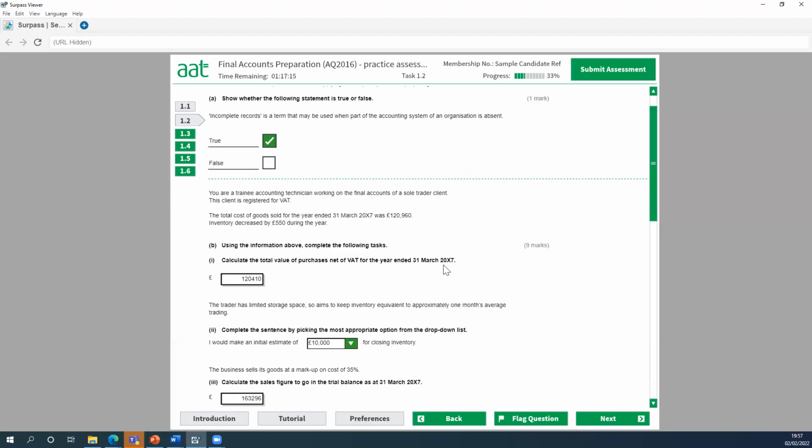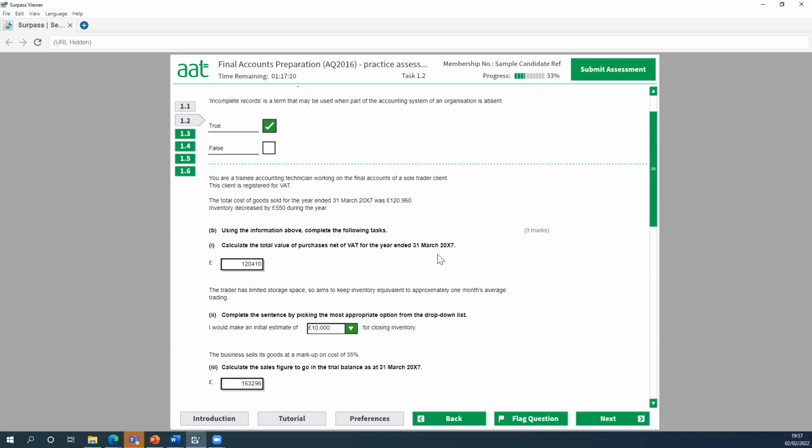The next one says, I remember doing this one when I was teaching it a few years ago. We said the trade has limited storage space, so aims to keep inventory equivalent to approximately 1 month's average. It says complete the sentence by picking the most appropriate from the drop-down box, and you would make an estimate of what the closing inventory would be, okay? So we know here that the purchases figure was 120,410, don't we? So that will be the value of the purchases in that particular year.